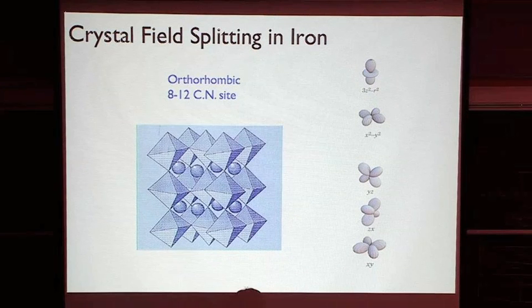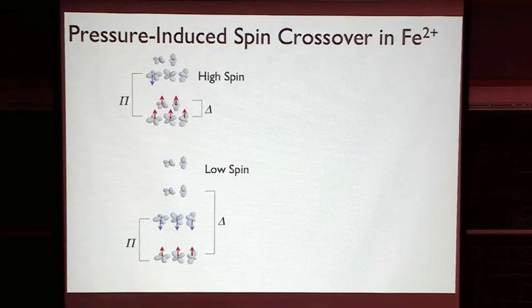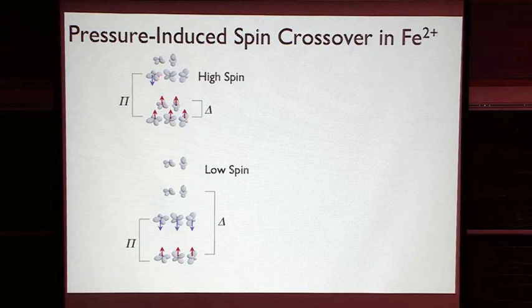And if you look at them together, you have the spherical case, 5 orbitals degenerate, and if you have a cubic case, you have these 2 levels of energy, and if you have a less symmetric case, it can split into 5 different orbitals. And as a consequence of this splitting, because of the crystal field splitting, you can create something called crystal field stabilization energy, because now you have 2 sets of orbitals. There is also the so-called pairing energy. That pairing energy is, if you want to put 2 electrons in the same orbital, you have to pay this kind of energy because they don't really want to be together.